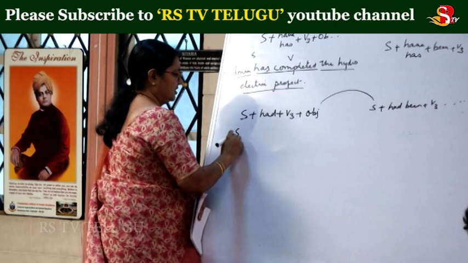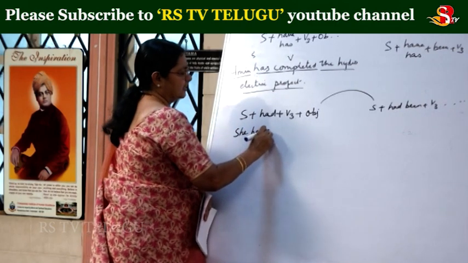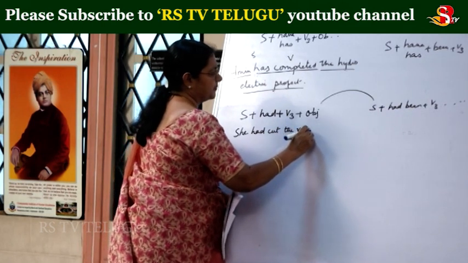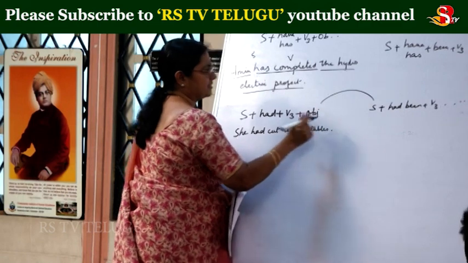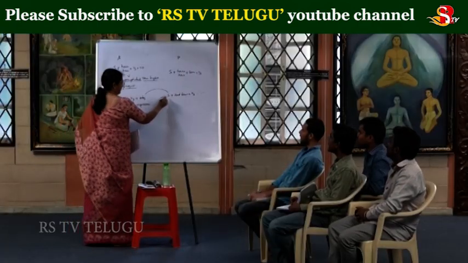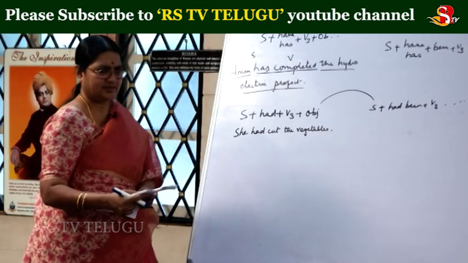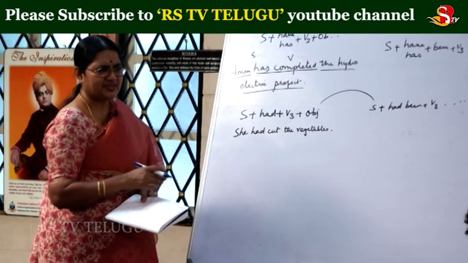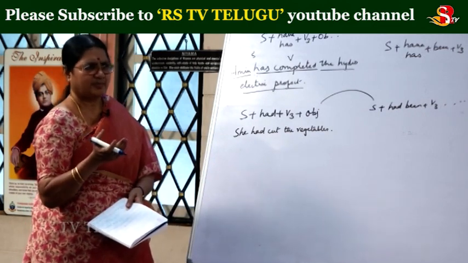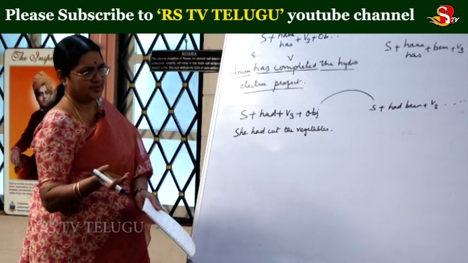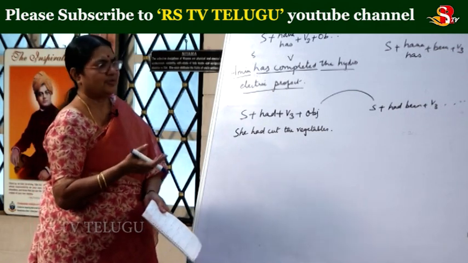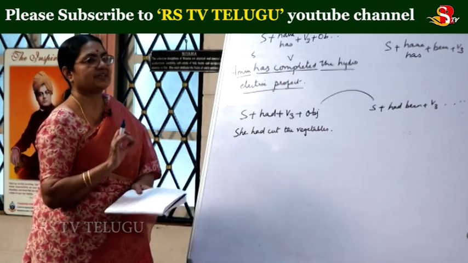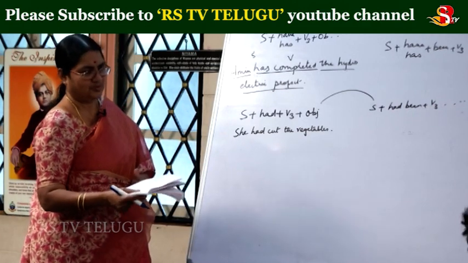So, she had cut the vegetables. What should be the passive voice? The vegetables had been cut by her. Sometimes we don't need to mention the person. Somebody wants to ask, is this place cleaned? Yes, it is cleaned. We don't know who did it. It could be done by multiple people. Ultimately, the aim is that the work is done. That is what people want.